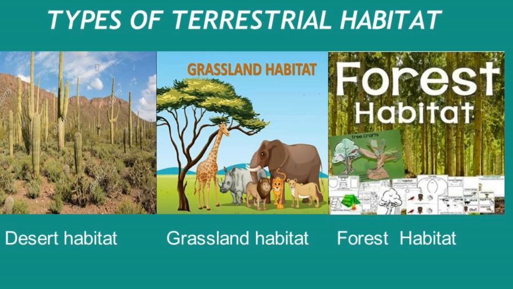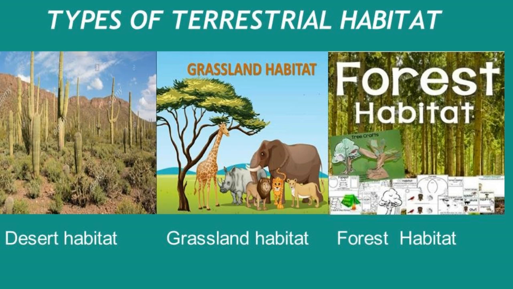Terrestrial habitat is classified into three types: desert habitat, grassland habitat and forest habitat. Desert habitat. A habitat without much water is called a desert. Deserts are the driest places on earth. They get fewer than 25 centimeters of rainfall annually. Deserts cover at least 20% of earth. Plants which grow in this habitat have thick leaves that store water and minerals. Plants like cactus store water in the stem and the leaves are reduced to spines.